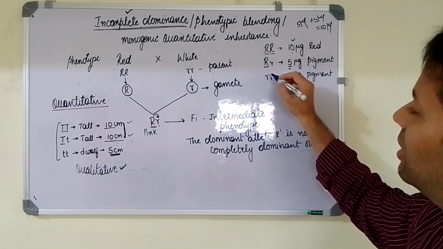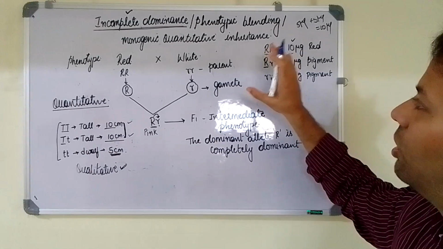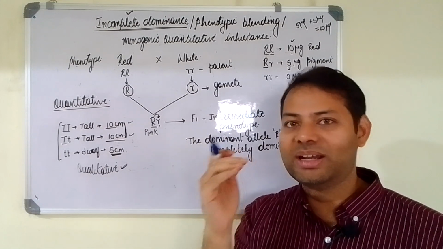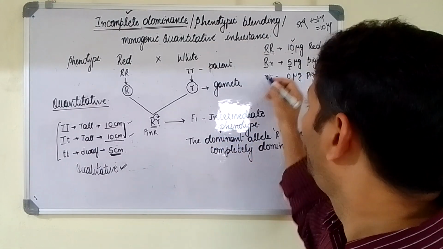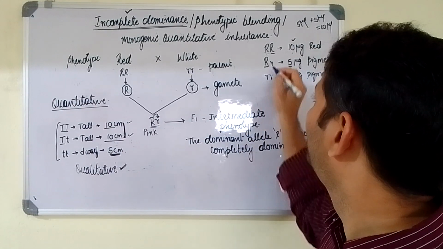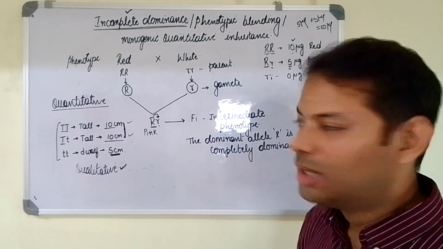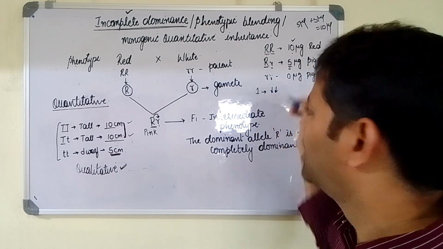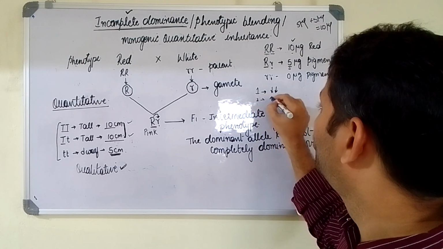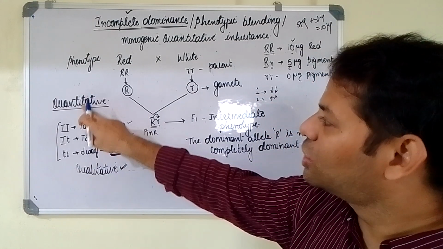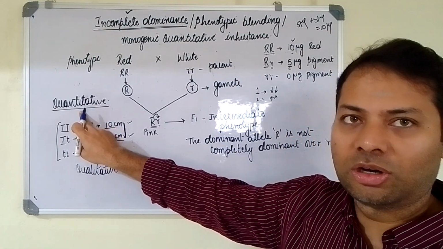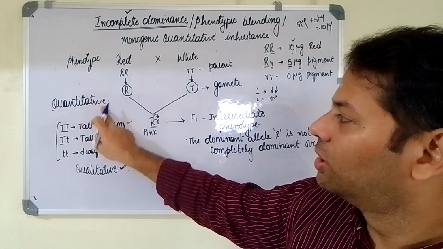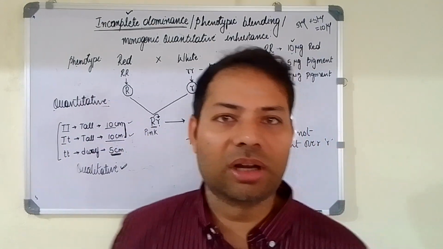Correct? So here the expression of the phenotype, or the intensity of the phenotype that is expressed, is also depending on what? It is also depending upon the number of dominant alleles. So if there is only one dominant allele, the amount of pigment formed is less. If there are two dominant alleles, the amount of pigment formed is more. So quantitative traits depend upon the number of what? The number of dominant alleles that are present.